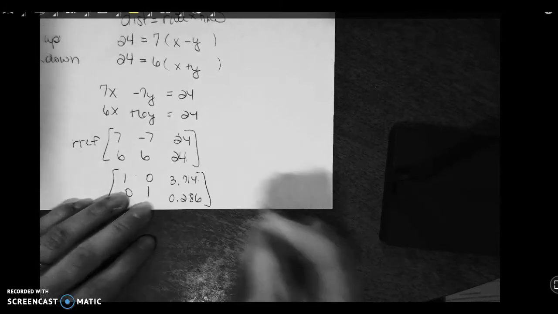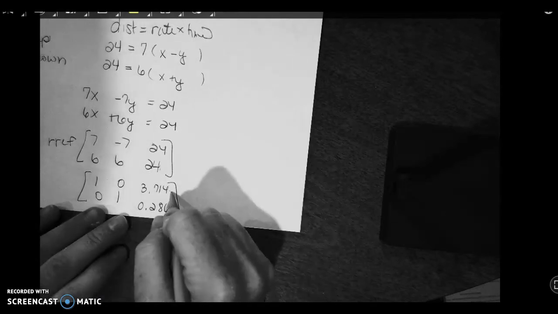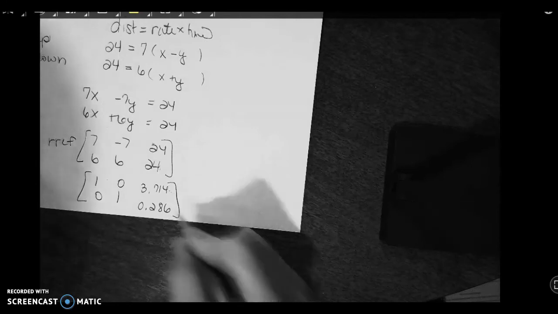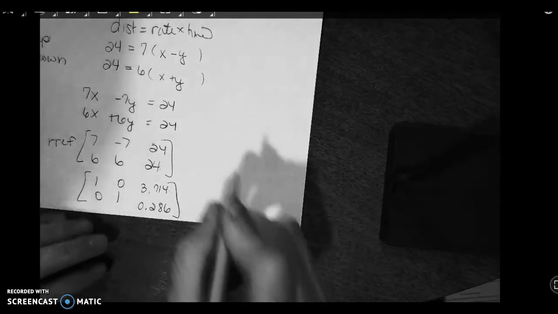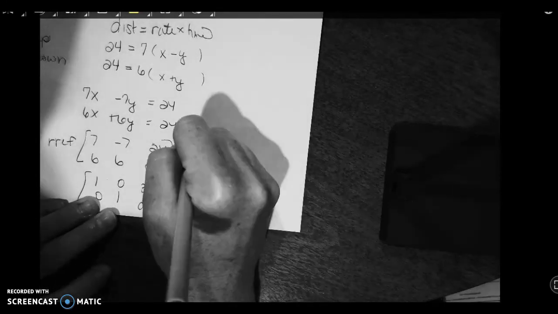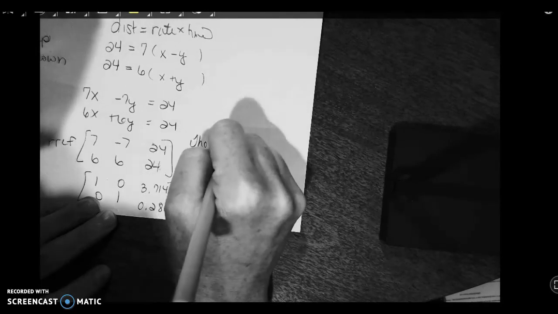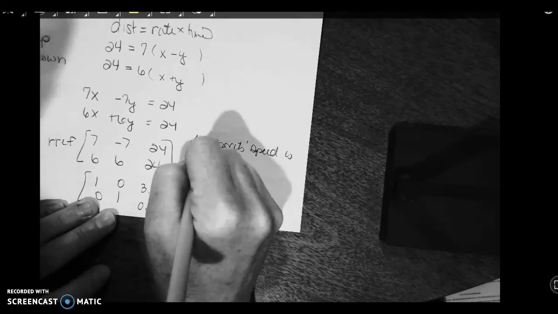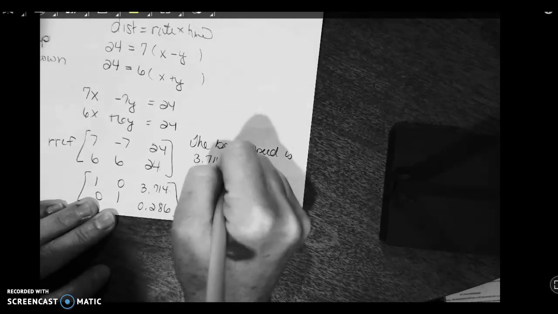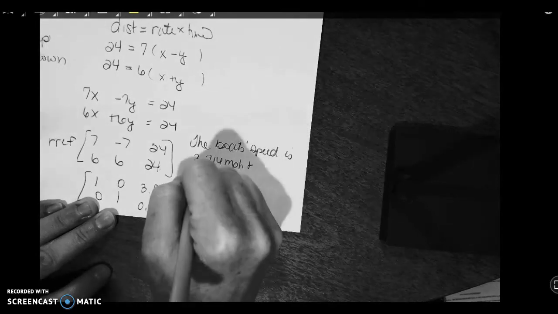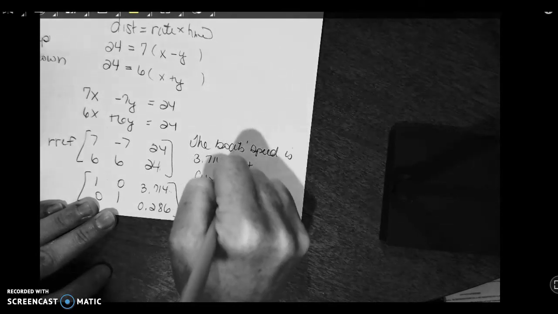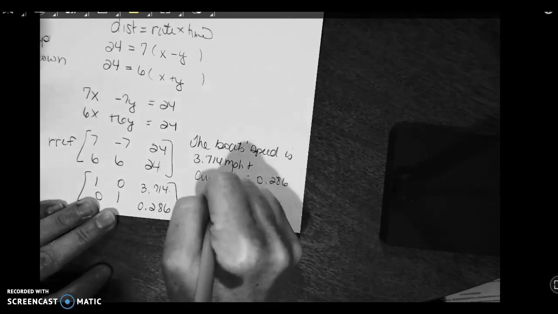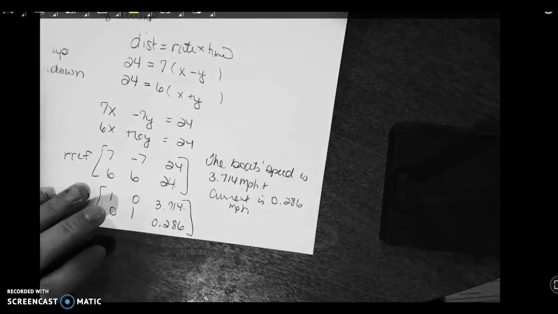And I did end up rounding a little bit there. So let's make sure our answer makes sense. Would it make sense that the boat would go 3.7 miles per hour and the current would go 0.286 miles per hour? And it does. Again, I did round. So the boat speed is 3.714 miles per hour. And current is 0.286 miles per hour. And that's the end of our video.